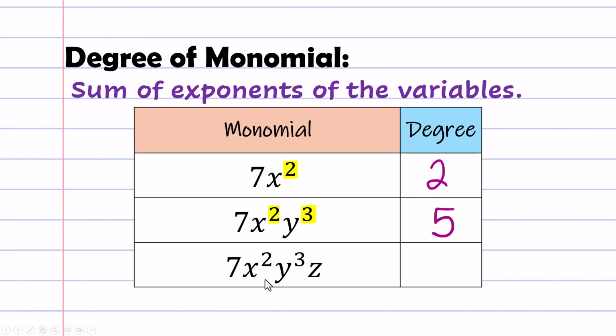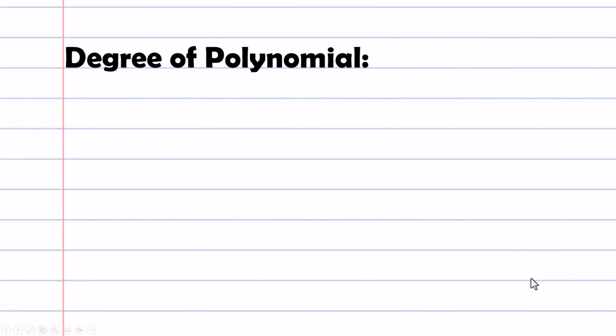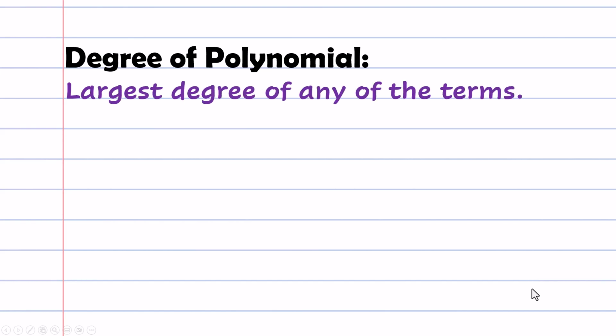Now this one might seem like it's 5. You have a 2 here and a 3 here, but you do have a z, and it has an exponent. It is 1. So we actually have a degree of 6 on this one. The degree of a polynomial, so if you have a bunch of terms added or subtracted, is the largest degree of any of the terms. Let me show you what that looks like.